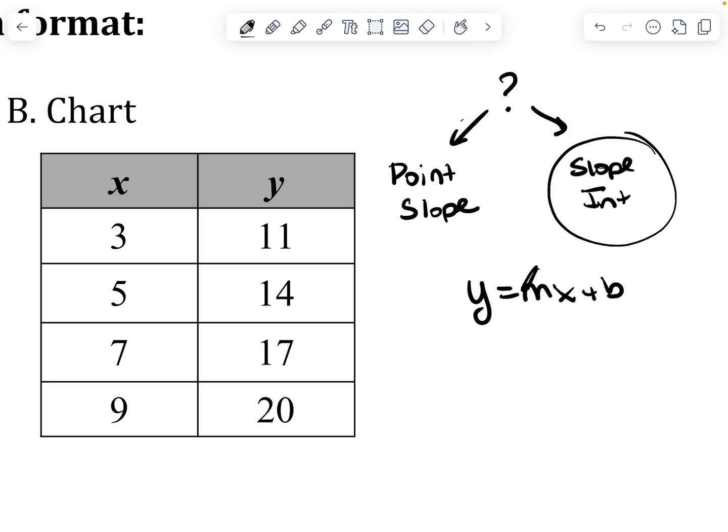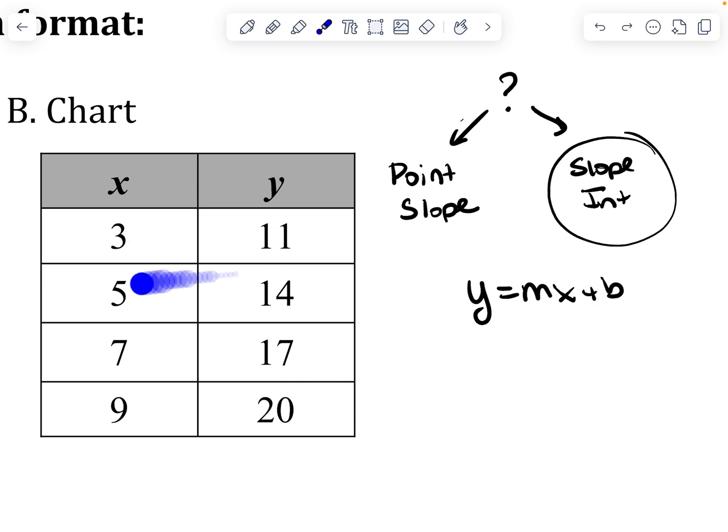I just need to sub in the m with a number and the b with a number, and it's as straightforward as that. The problem is, sometimes I'm not given that information, and sometimes I have to work to figure these things out. So I'm going to start with slope-intercept form and think, can I write it in this way?